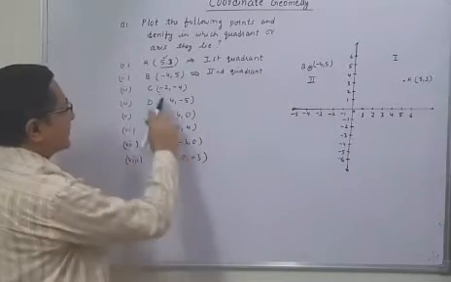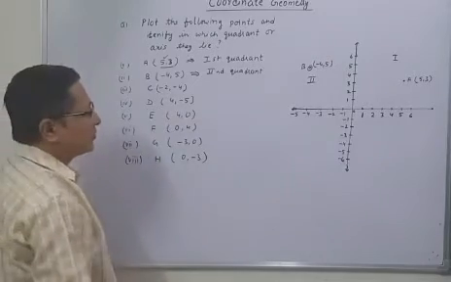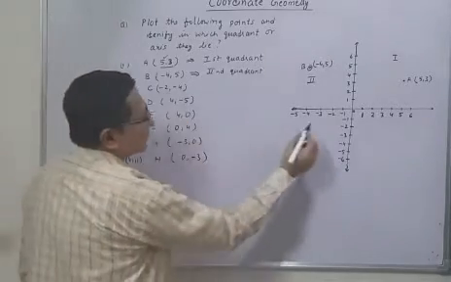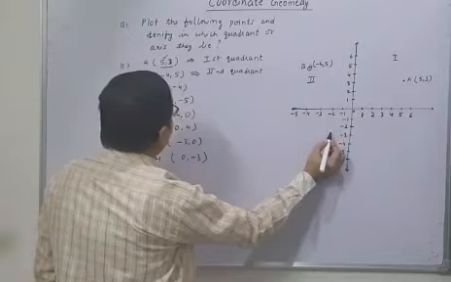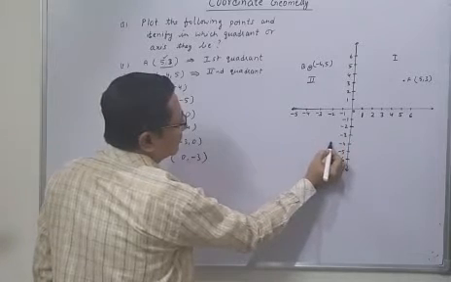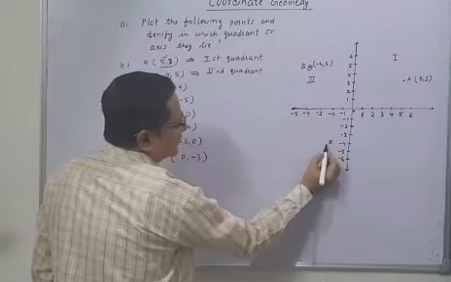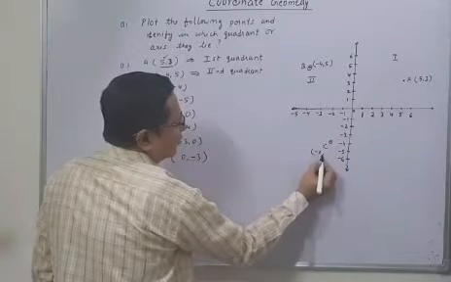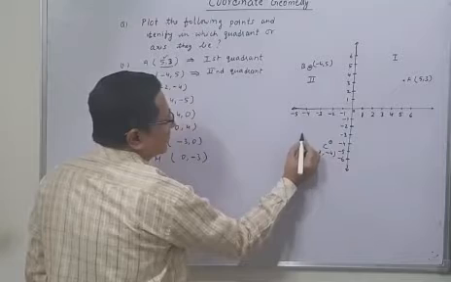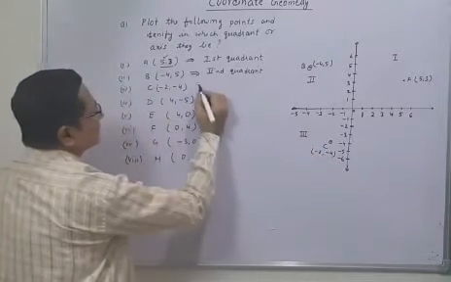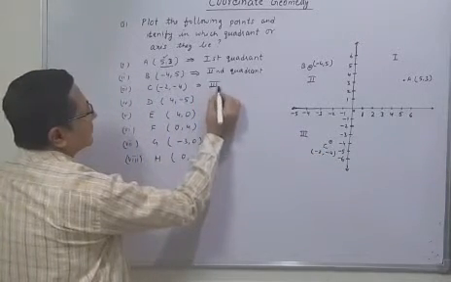And let us take the point minus 2, minus 4. So this point C, this is minus 2 and this is minus 4 here. So this is point C, minus 2, minus 4. As you can see, this lies in the third quadrant.